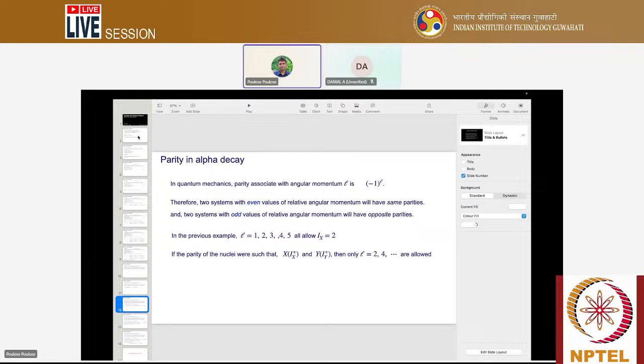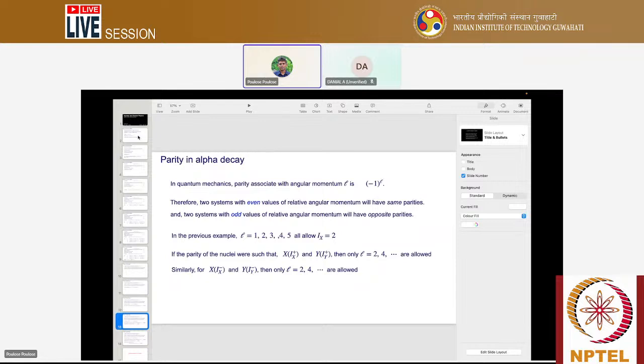And let us say Y, the daughter nucleus Y, also has positive parity. Then the change in the angular momentum is the important thing here when we consider the relative angular momentum. So the relative angular momentum in the final state should be even, because there is no change in the parity to get absorbed in that L part, the orbital angular momentum part.